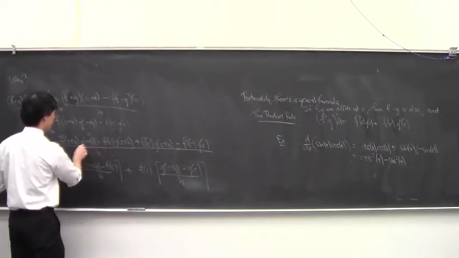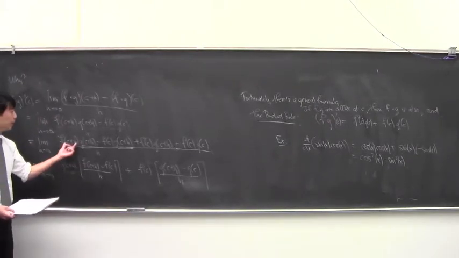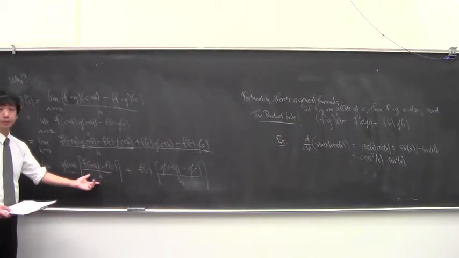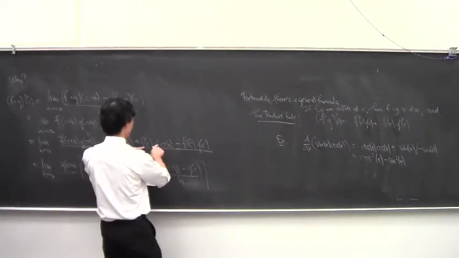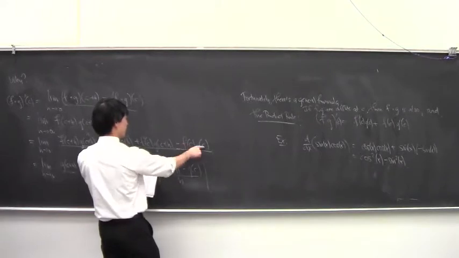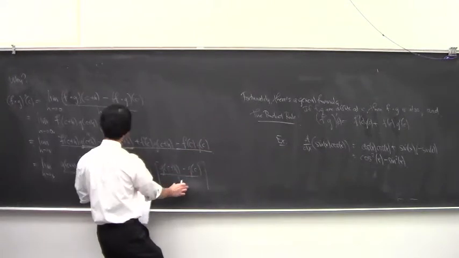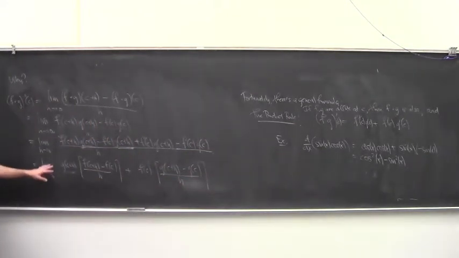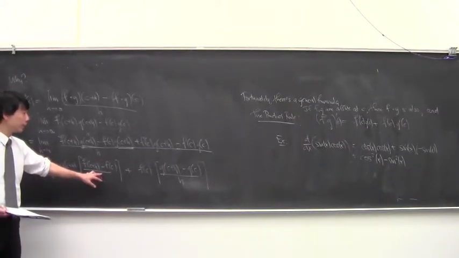I split it into two parts. Out of the first one, I factor out g of c plus h. What am I left with? f of c plus h minus f of c over h. In the second one, I have f of c times this minus f of c times that. So I factor out the f of c, and what am I left with? g of c plus h minus g of c over h. Okay, everyone okay with that? That's just elementary school fractions. But now you see it starts to look pretty good.